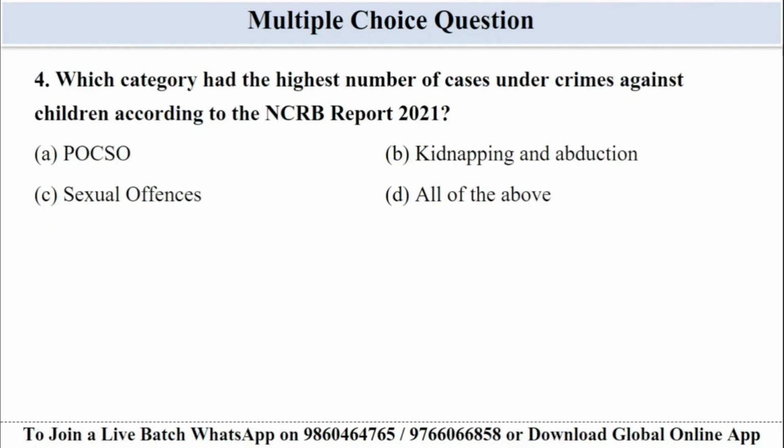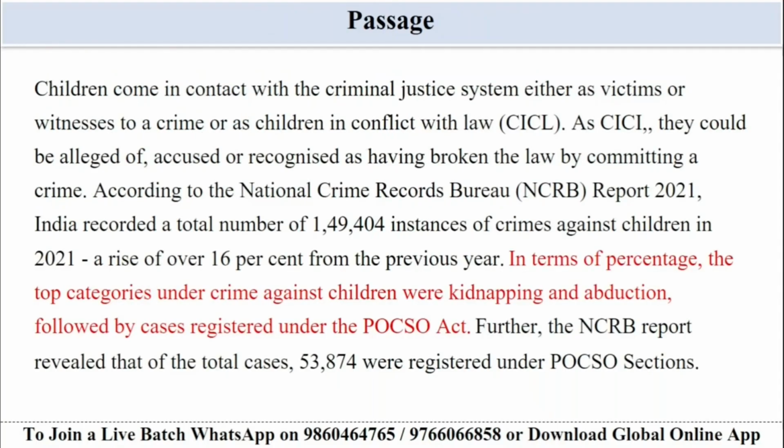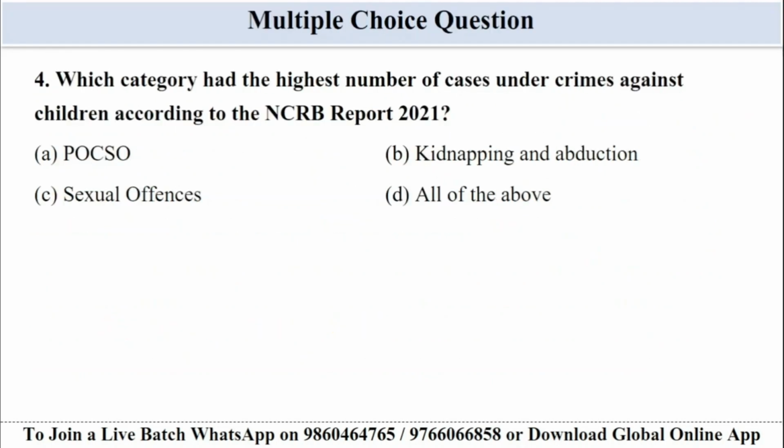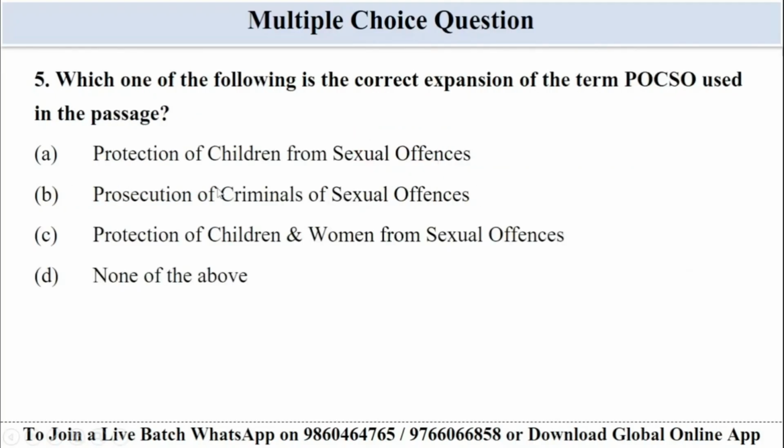Which category had the highest number of cases under crime against children according to the NCRB report 2021? Options are given. Option A, POCSO. Option B, kidnapping and abduction. Option C, sexual offenders. Option D, all of the above. So the passage says in terms of percentage, the top categories under crime against children were kidnapping and abduction, followed by cases registered under the POCSO Act. So the correct answer will be kidnapping and abduction. So option B will be the correct answer. Let's move to the next question.